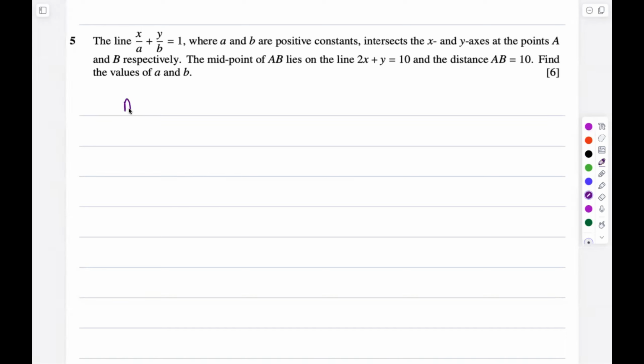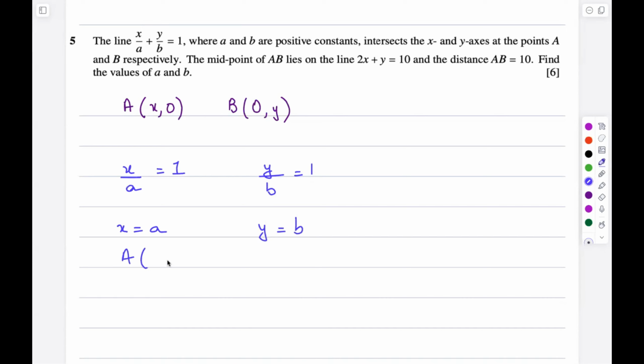Now, as A lies on the x-axis, it will have coordinates x comma 0, and B will have coordinates 0 comma y. Substituting this in the equation of the line, substituting y equals 0, we'll get x upon a equals 1. So the x coordinate will be equal to a, and substituting x equals 0, that will be 0 upon a plus y upon b. So y upon b will be equal to 1, and the y coordinate will be equal to b. So A will have coordinates a comma 0, and B will have coordinates 0 comma b.